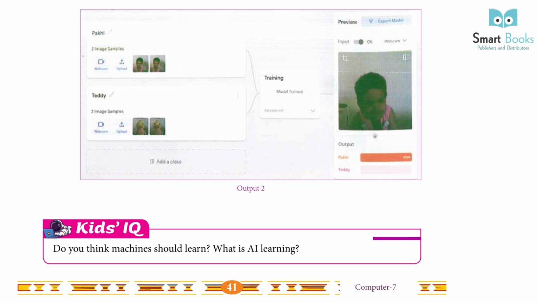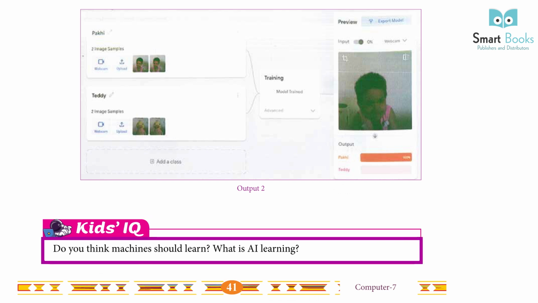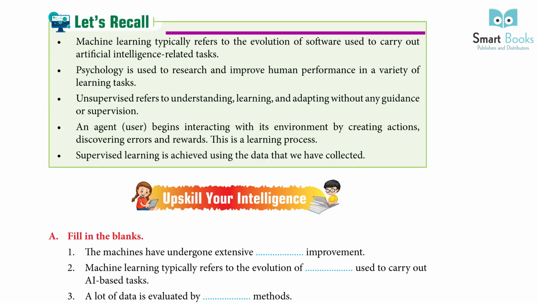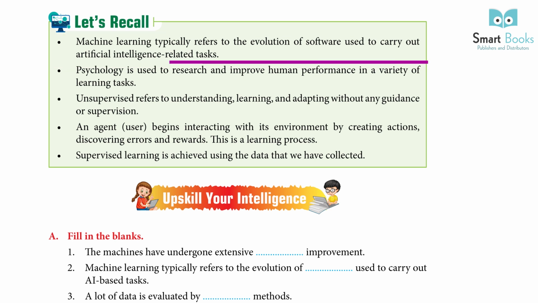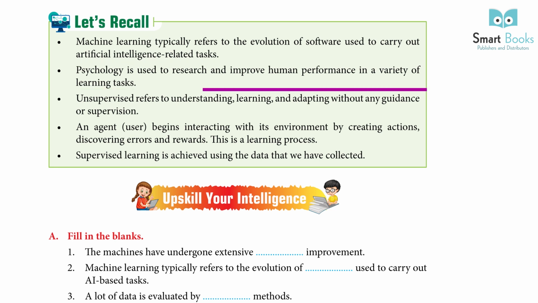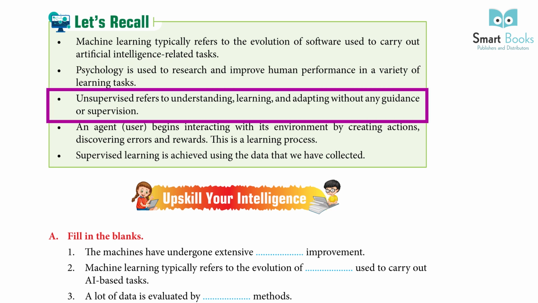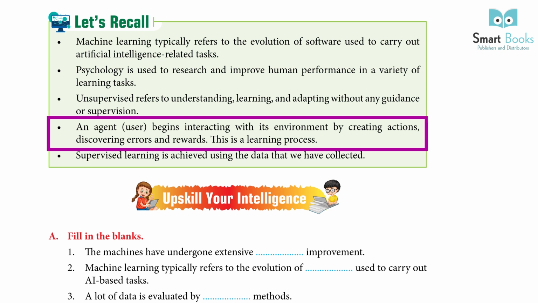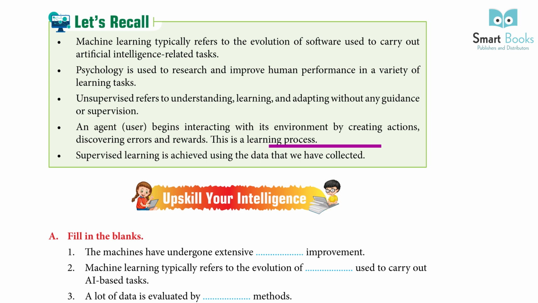Kids IQ. Do you think machines should learn? What is AI learning? Let's recall. Machine learning typically refers to the evolution of software used to carry out artificial intelligence related tasks. Psychology is used to research and improve human performance in a variety of learning tasks. Unsupervised learning refers to understanding, learning, and adapting without any guidance or supervision. An agent begins interacting with its environment by creating actions, discovering errors, and rewards. This is a learning process. Supervised learning is achieved using the data that we have collected.